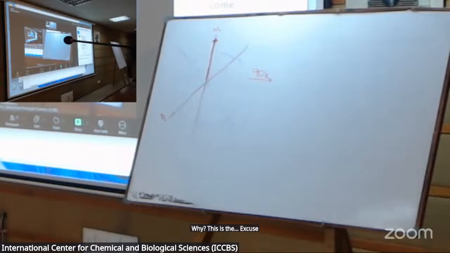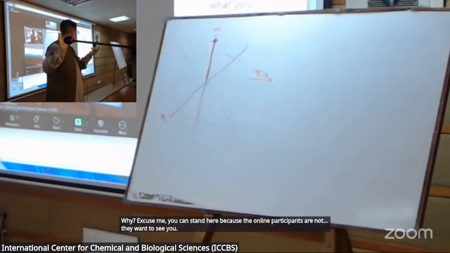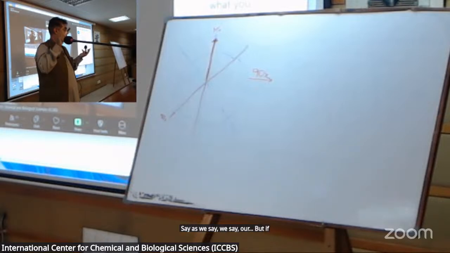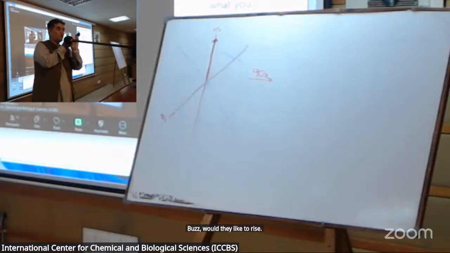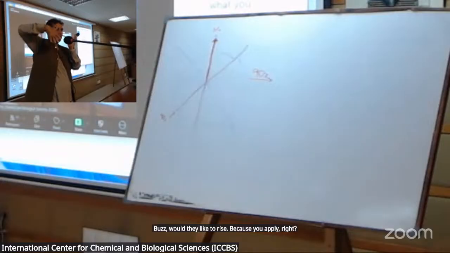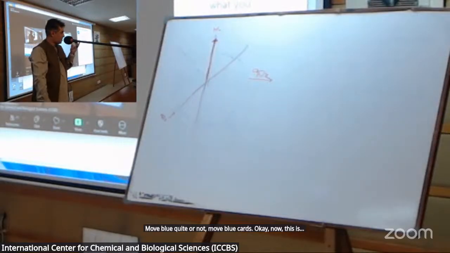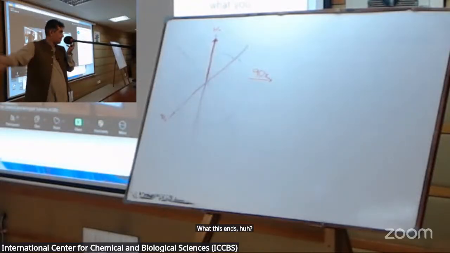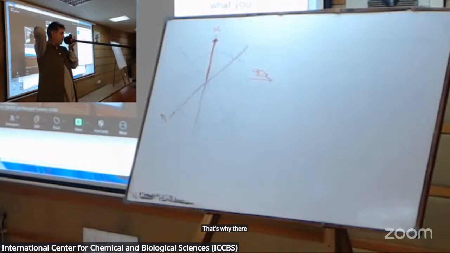Excuse me, you can stand here because the online participants want to see you. We agree, first we say our frequency pulse rotates clockwise because you apply the right hand. This right hand moves clockwise or not? Moves clockwise. Okay, now this is X. Minus X, sorry. Plus Y here, and behind me, minus Y.